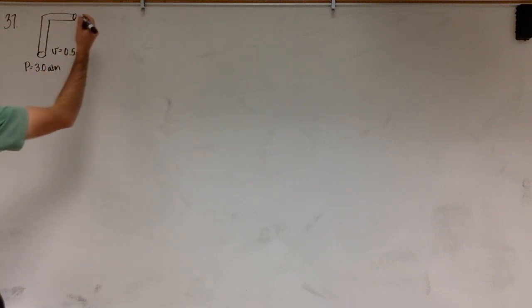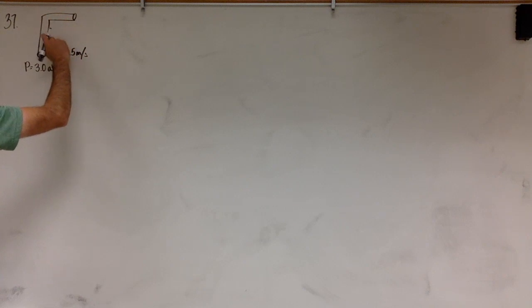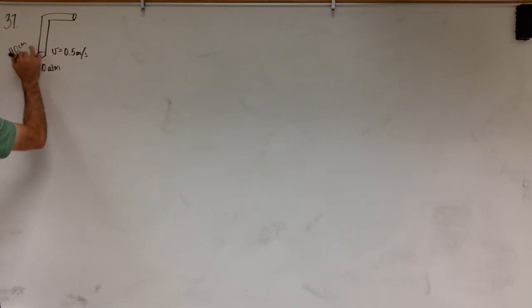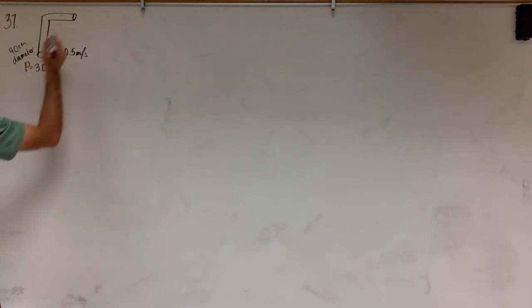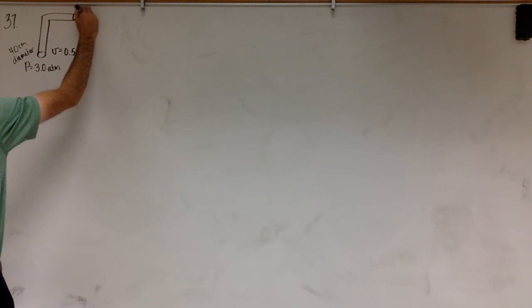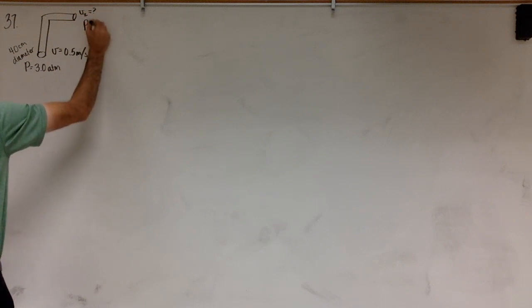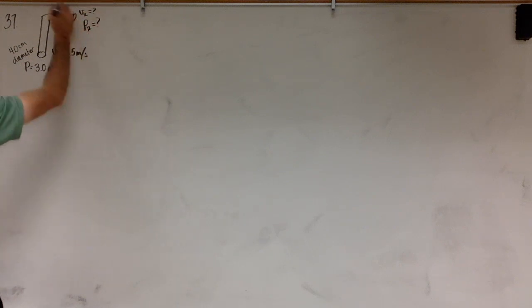Up at the top here, one last thing. This has a 4.0 centimeter diameter pipe. Up at the top, our velocity that it comes out is what we're going to try and find. We do know that it has some pressure we're also trying to find, but one thing we do know is it has a 2.6 centimeter diameter.